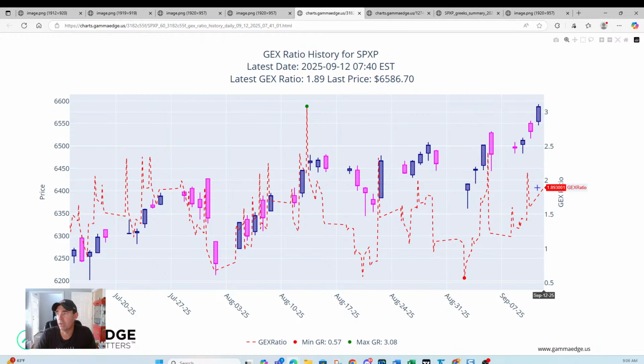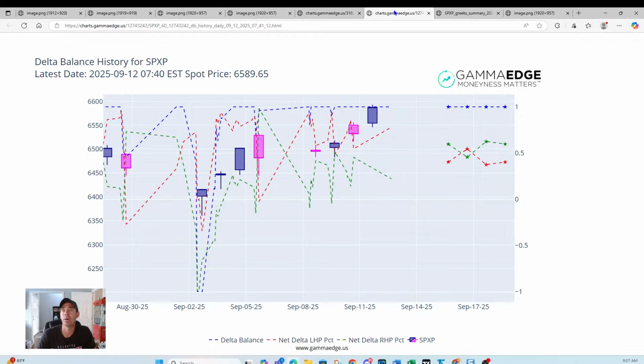But as of now, call speculators are in control. Out of the money call speculation continues to come in to the overall SPX structure, driving this ratio continually higher. So the next thing we'd look for would be a divergence. You'd see SPXP moving higher with the SPXP GEX ratio, or gamma edge ratio, dropping, again indicating that out of the money call speculation is starting to dry up a little bit. And then we'd be a little bit more cautionary for supportive type action as price is moving higher. But as of now, everything looks good, so we'll continue to monitor that.